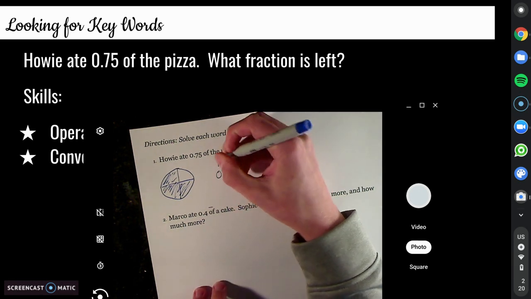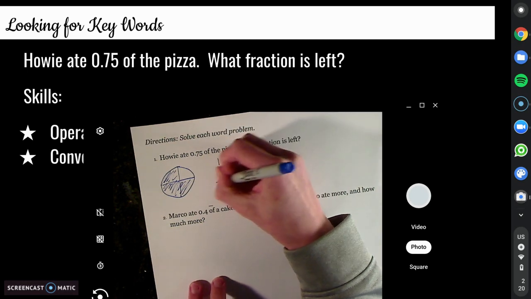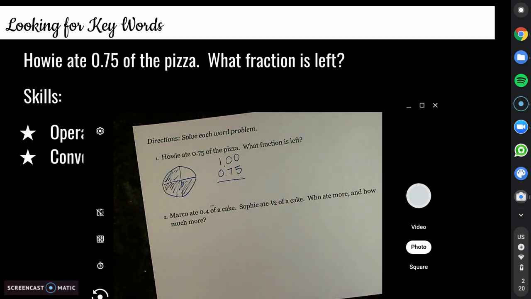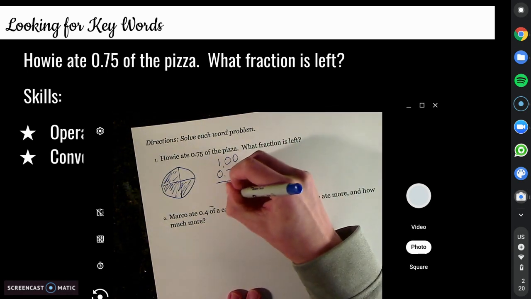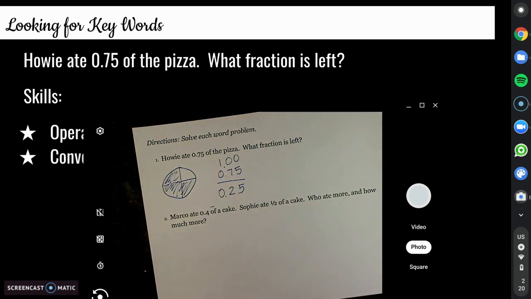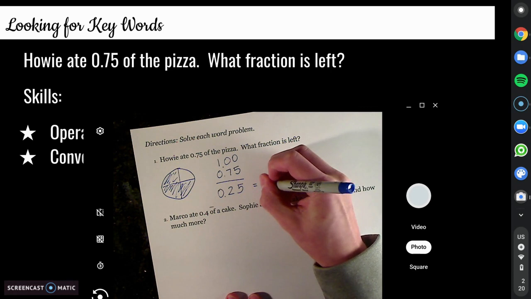0.75. Add your decimal places. This is a subtraction problem. Okay? When you subtract, this is what you'll get. So that's our answer. That's how much is left. But the question wants to know how much is left as a fraction. 0.25 as a fraction equals 1/4.